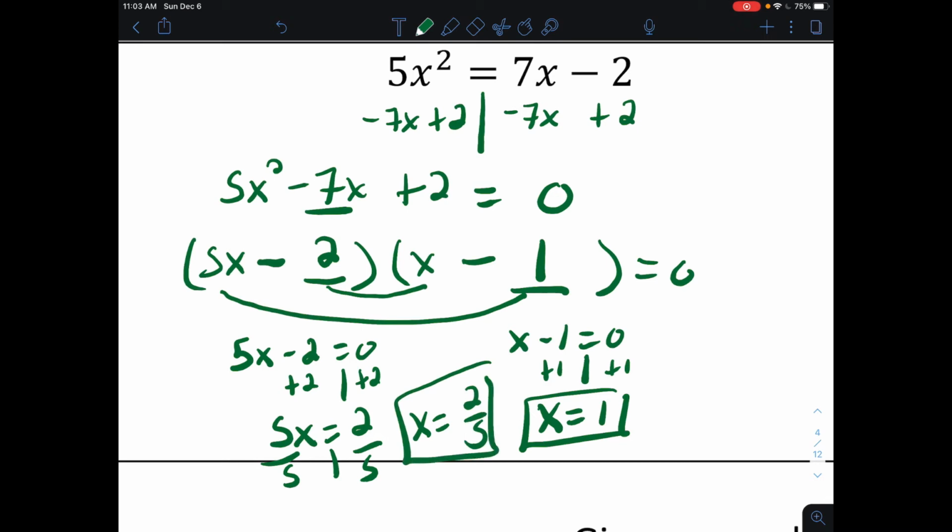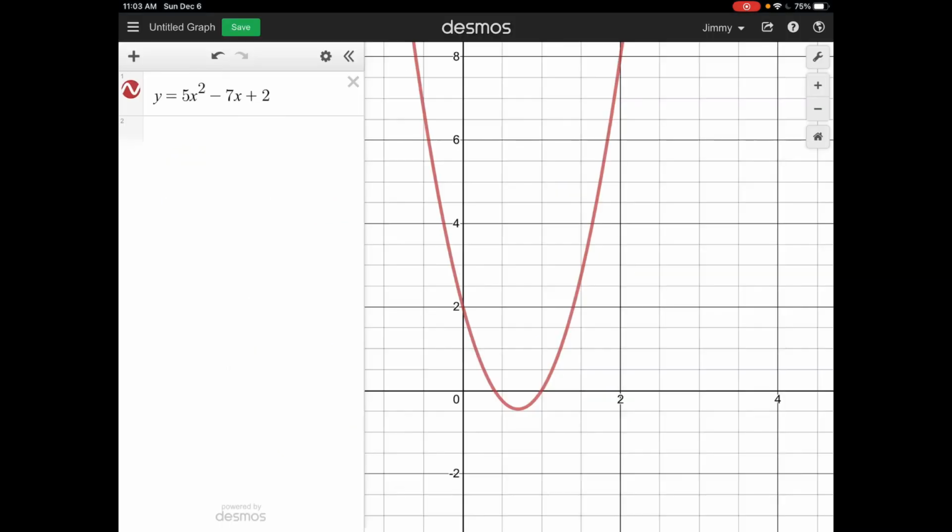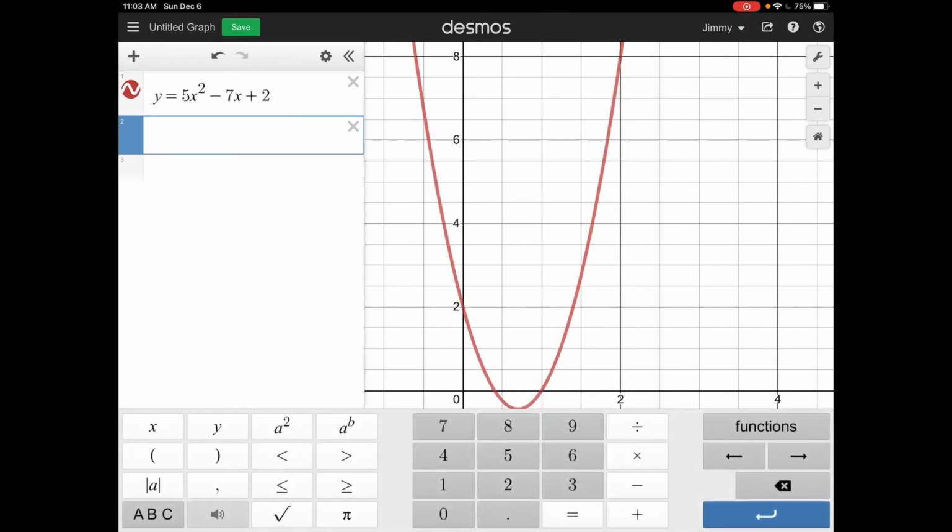And so let's go confirm our answer in Desmos. And what I'm going to do is I'm going to graph this expression there. All right, so I graph 5x squared minus 7x plus 2, and I want to see where it crosses the x-axis. We got an x-intercept here at 1, which is one of our answers, and the other one is at 0.4. Now, 0.4 is the same thing as 2 divided by 5.